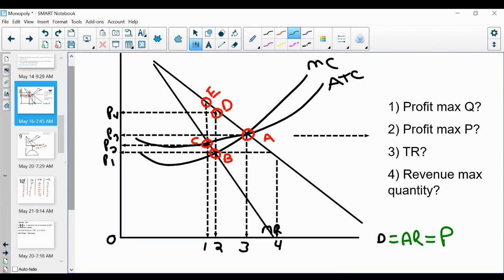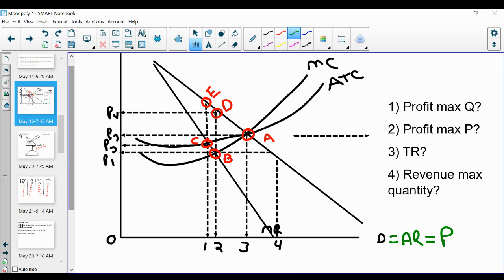In perfect competition, marginal revenue, demand, average revenue, and price were the same. But here, because monopolies are price makers, not price takers, they have downward sloping curves. So that's the difference. You can see that marginal revenue and demand are separated. Okay, so we're going to use these to answer the 4 questions.